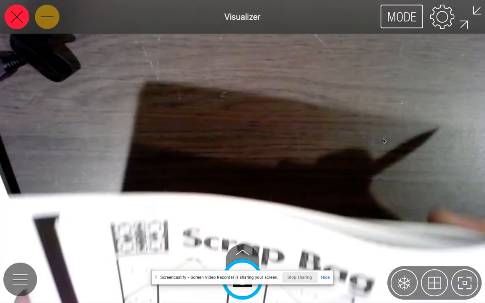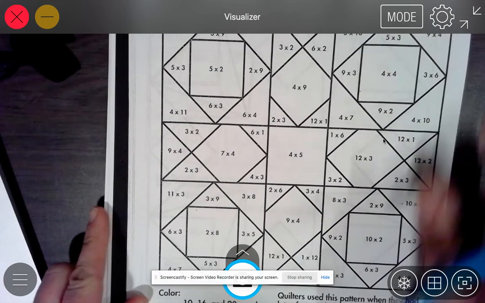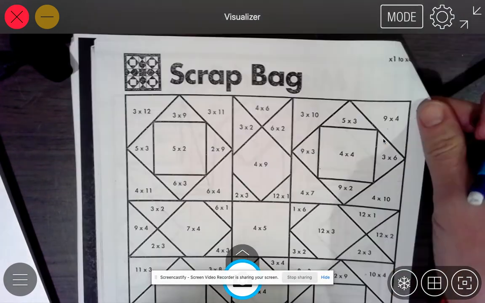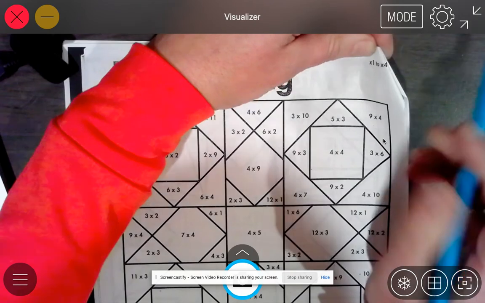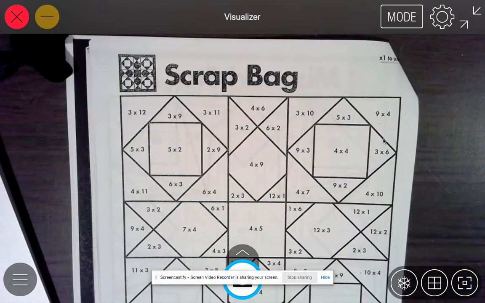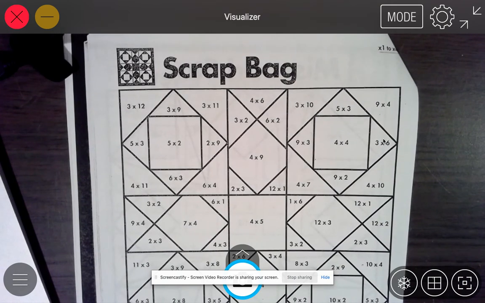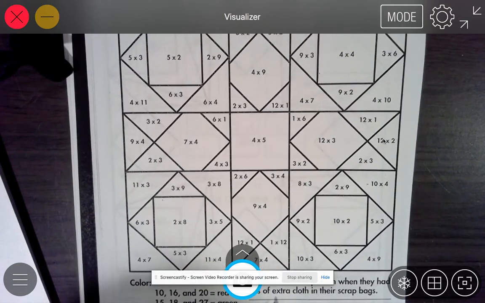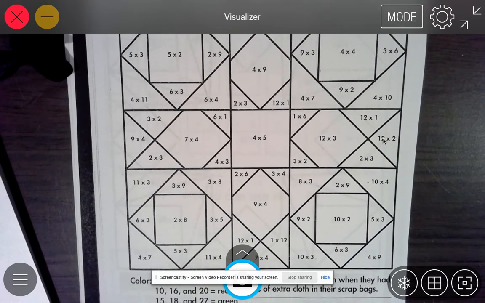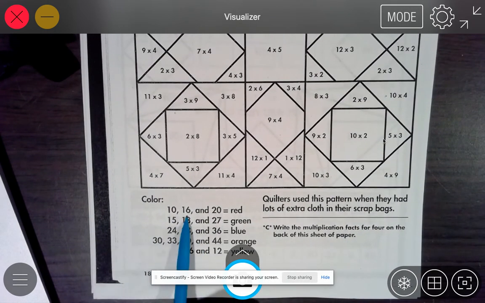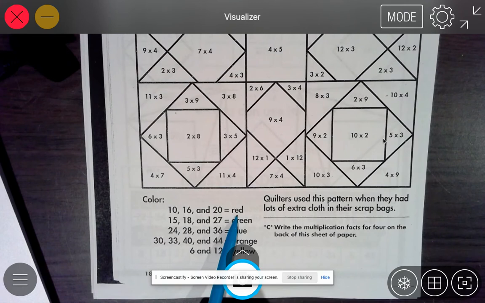All right? So this one is called scrap bag. If we look here, the skills are ×1 to ×4. And again, we're going to be making a design. Down here it says quilters used this pattern when they had lots of extra cloth in their scrap bags. When we get the answer 10, 16, and 20, we'll color it what color?